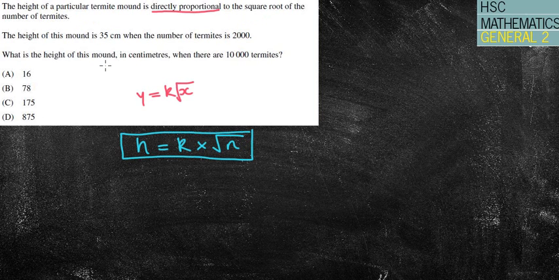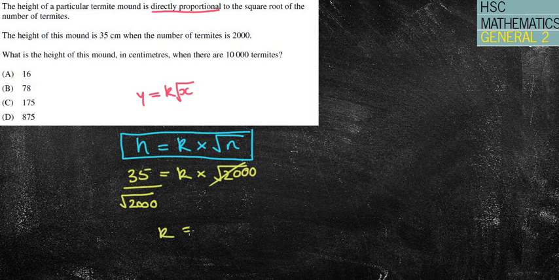Okay, now these are multiple choice questions, so I'm going to need to try and find a value of k. I'm going to put in the height of the mound is 35, equals k times the square root, number of termites is 2000. And so I'm now going to do the opposite of times root 2000, which is divided by root 2000. So I get k equals, and I'm going to chuck it in my calculator. So I've got 35 divided by the square root of 2000.